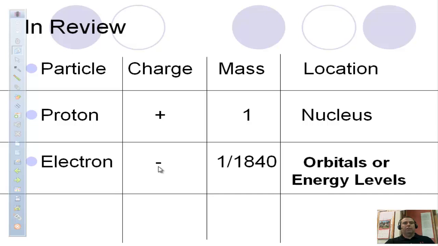Electrons are the negatively charged particles, and we said protons and electrons were the same, meaning that if there are 10 of these, there are going to be 10 of those. But the mass is greatly different. It's about 1,840 times smaller than the mass of a proton. And we find these in the orbitals or the energy levels. The last subatomic particle is the neutron. A neutron has no charge. It is also found in the nucleus of an atom, and it has about the same mass as a proton.